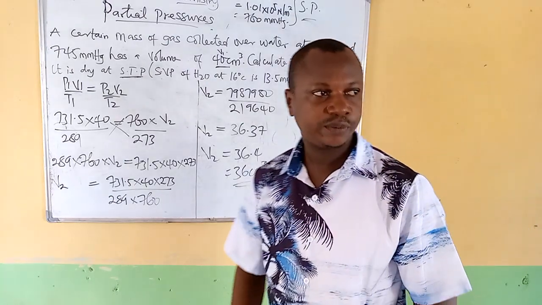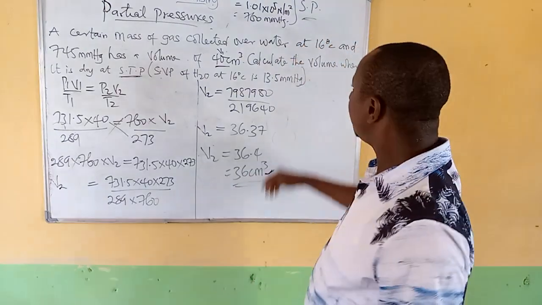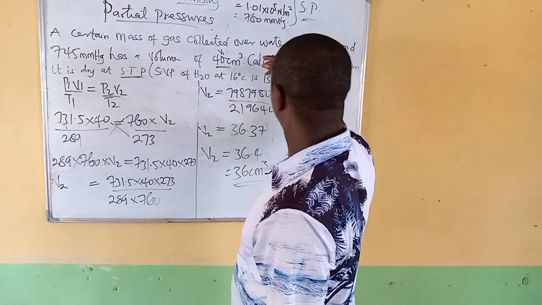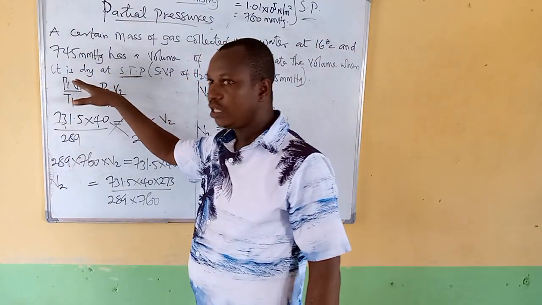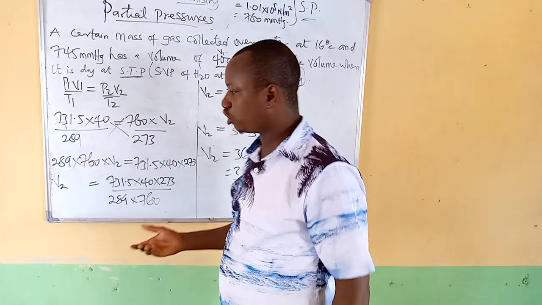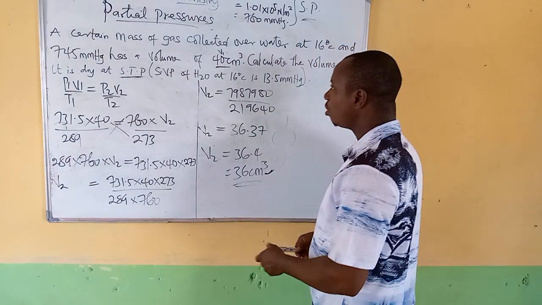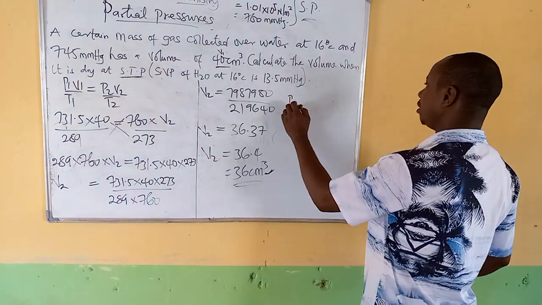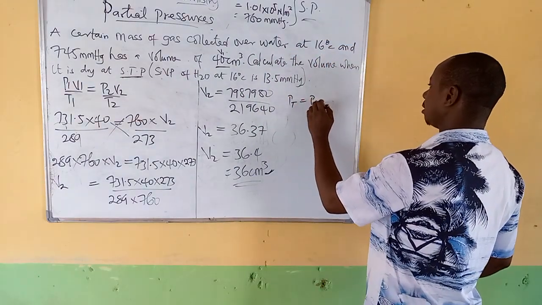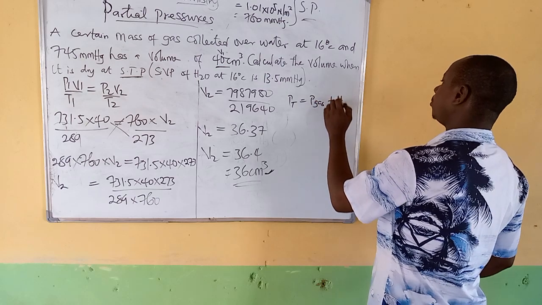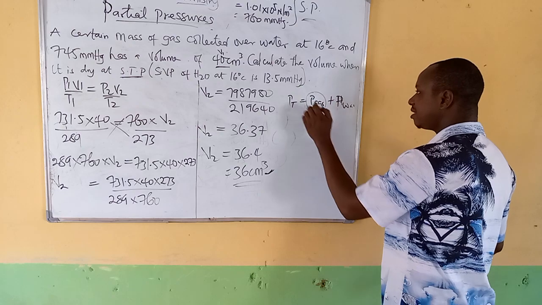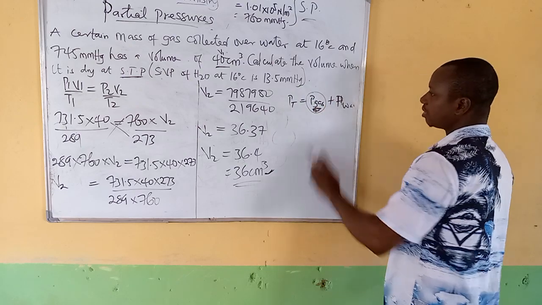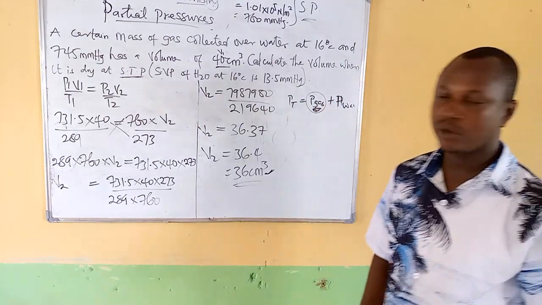Just be mindful of what we did. If a gas is collected over water, it means that the pressure it will have is not the true pressure, it's just the partial pressure. You are going to get the true pressure by using the formula PT equals P gas plus P water vapor. This P gas is the one you use for your calculation.